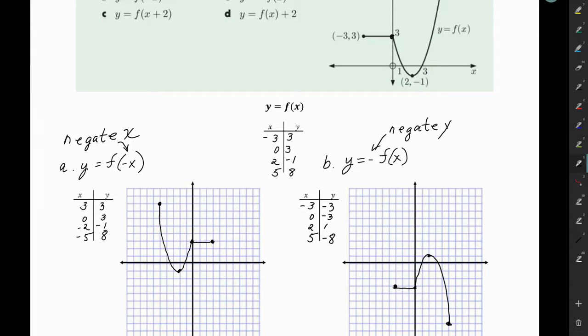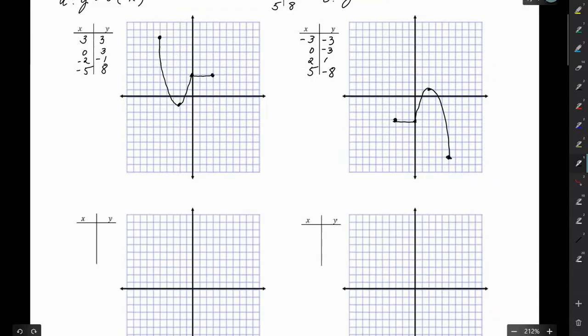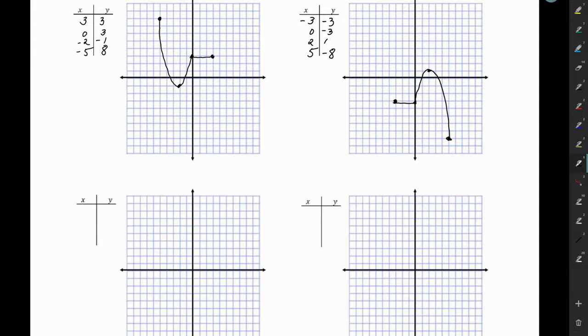All right, letter C is y is equal to f of x plus 2. So we're inside the parentheses, it's a plus value, so that means we're going to move our entire graph left 2. So if we're going to move our graph left 2 for letter C, what has to happen to the coordinates? If we want everybody to move left 2, we're going to have to subtract 2 from x. If we do that, then the whole graph will go left 2.